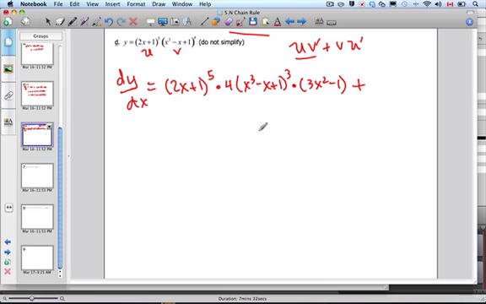To add, I'm going to move down here to save more space. So x cubed minus x plus 1, all to the fourth, that's our v, times u prime. So I pull the 5 down: 2x plus 1 to the fourth, because we subtract 1 from the power, times the inside derivative, which is simply 2. Okay, since it says do not simplify, we're just going to stop there.